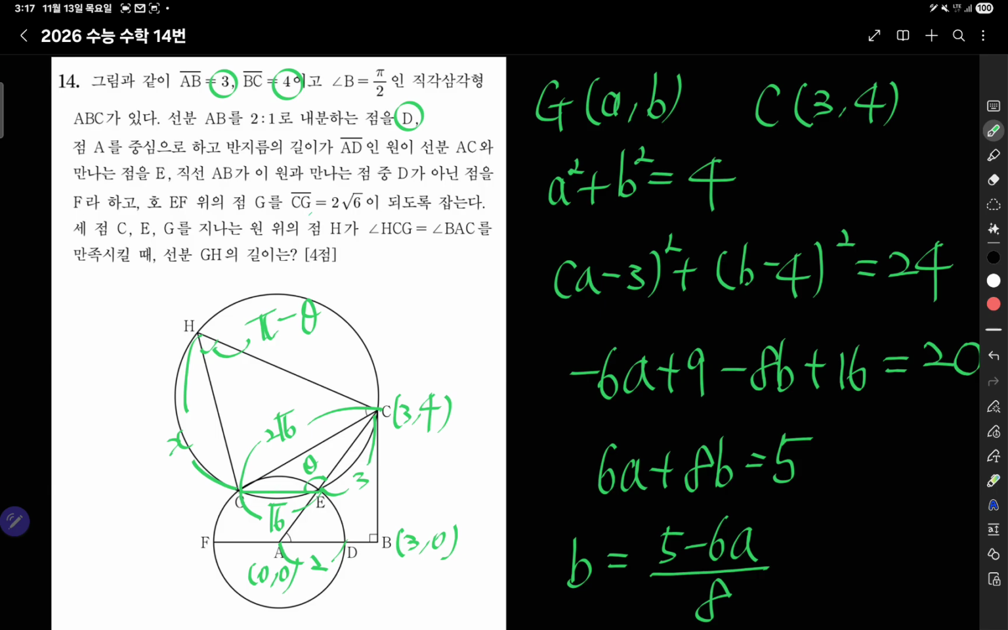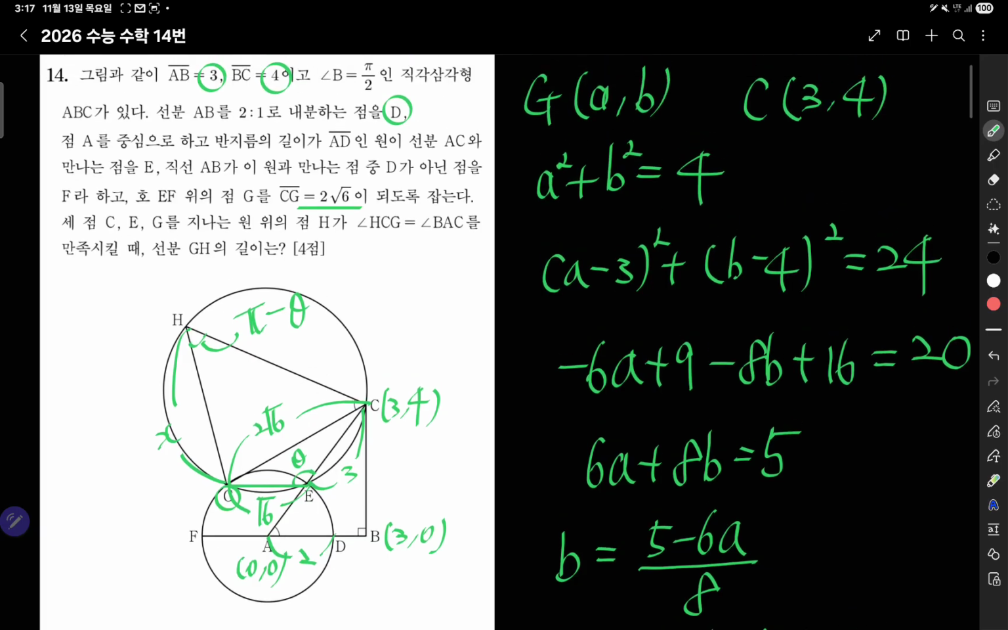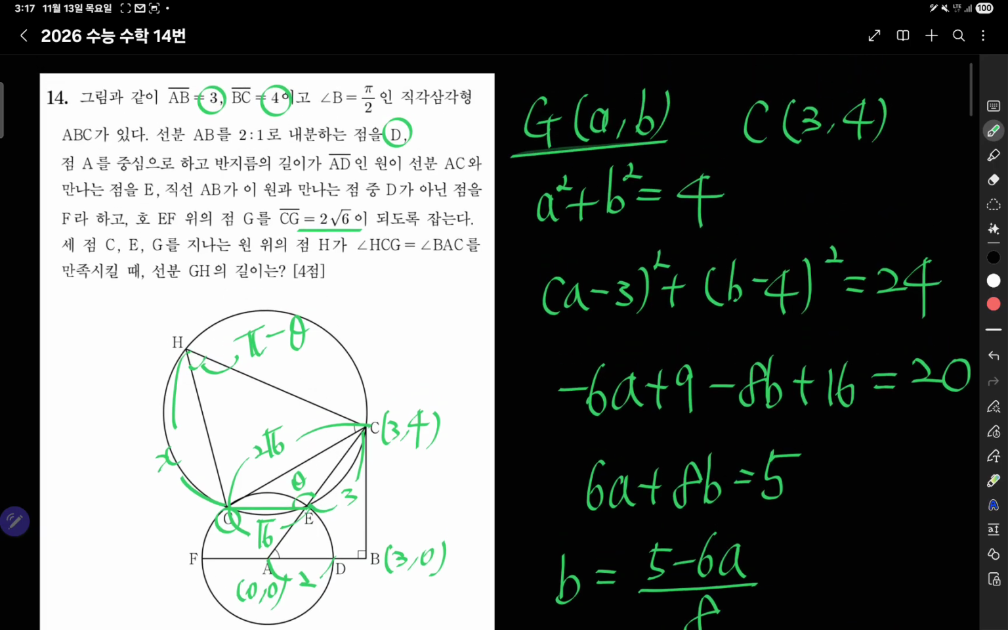And the length of segment CG is 2 times the square root of 6, and we want to find the coordinates of G. So let's say the coordinates of G is A and B, and because G is on the small circle, the A and B satisfy the equation: A squared plus B squared is equal to 4.